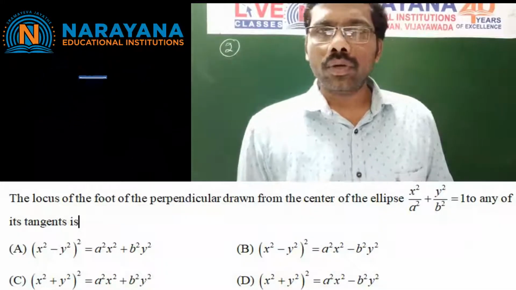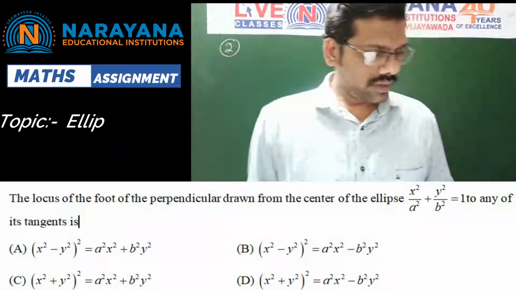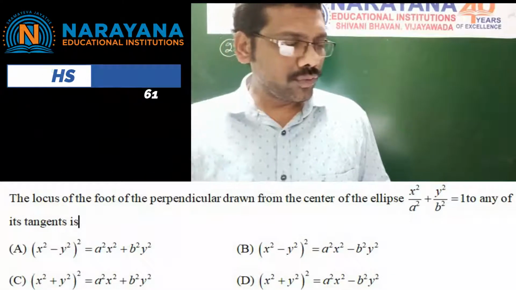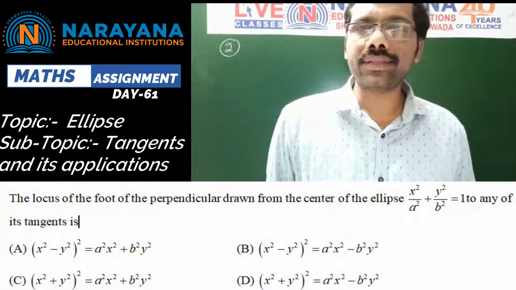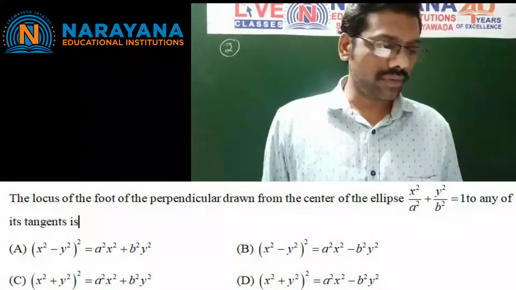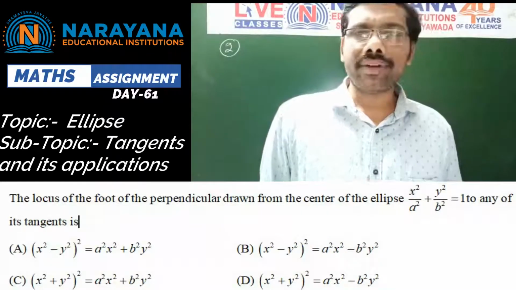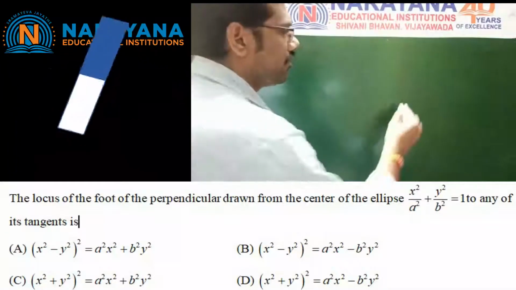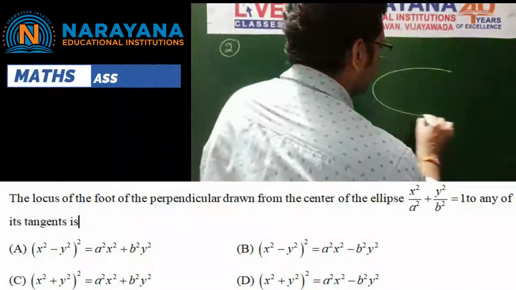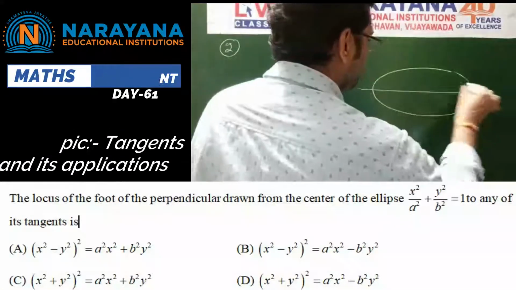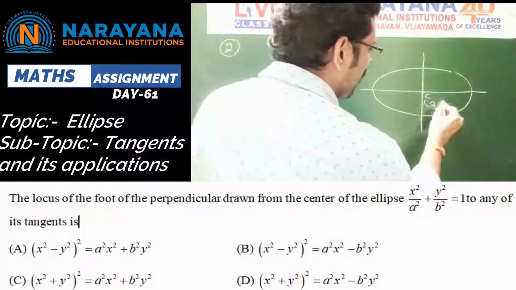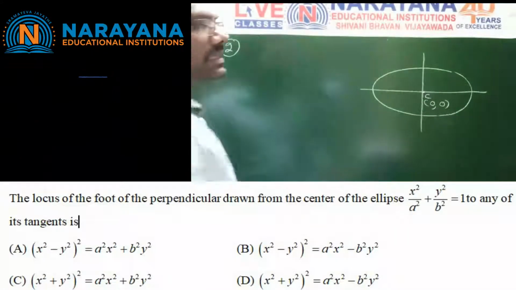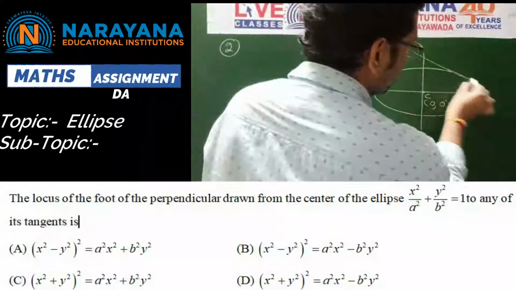Next, coming to question number 2. The locus of the foot of the perpendicular drawn from the center of the ellipse x square by a square plus y square by b square is equal to 1 to any of its tangents. First draw the ellipse x square by a square plus y square by b square is equal to 1. The center C is 0, 0. This is a tangent.